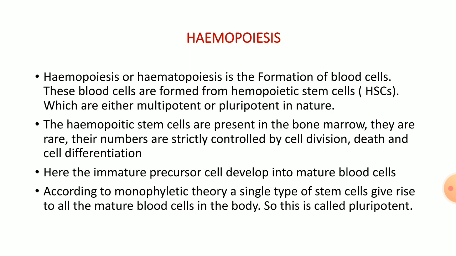The currently accepted theory of hemopoiesis is called monophyletic theory. According to this theory, a single type of stem cell gives rise to all the mature blood cells in the body. This stem cell is called the pluripotential or pluripotent stem cell. That is, a single type of stem cell gives rise to all the mature blood cells in the body. So, the stem cell is called pluripotent.